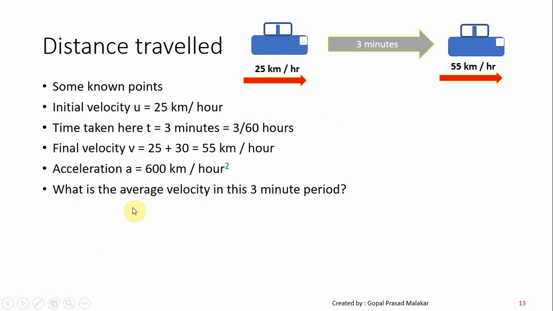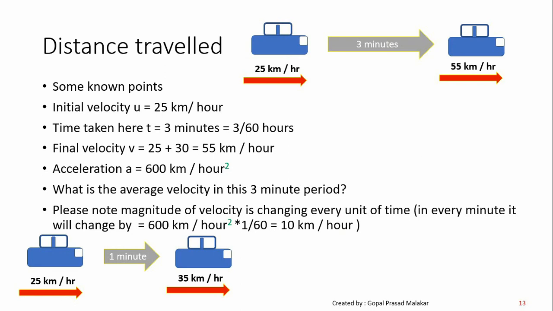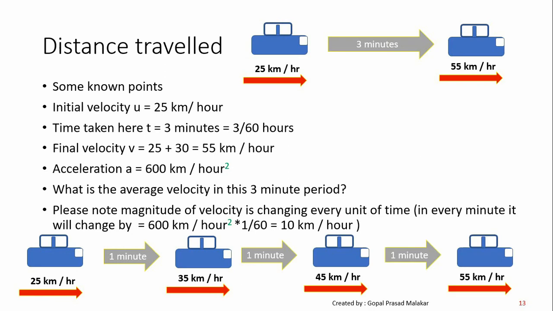So if the question comes, what is the average velocity in the 3 minutes period? As I told, a is 160, so every minute the velocity is changing by 10 km per hour. So the velocity after 1 minute was 35, after 2 minutes was 45, after 3 minutes was 55. So what can you say about the average velocity in this whole period, start to end?